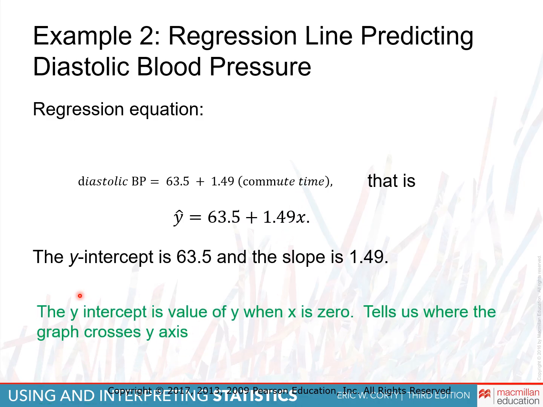Now, again, the y-intercept tells you the value of y when x is 0. So if we were going to plot this, it tells us where the graph crosses the y-axis. And again, the slope tells you that as you increase x by 1, y increases by the value of whatever the slope is.